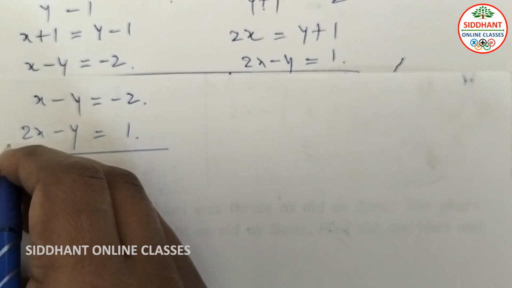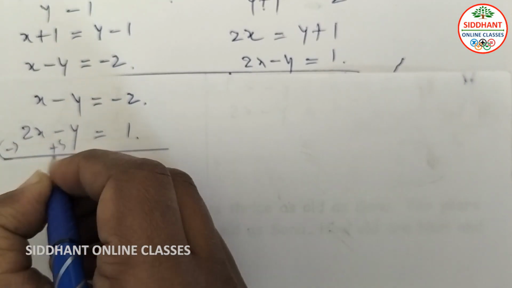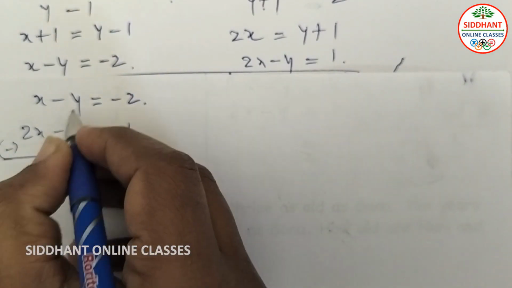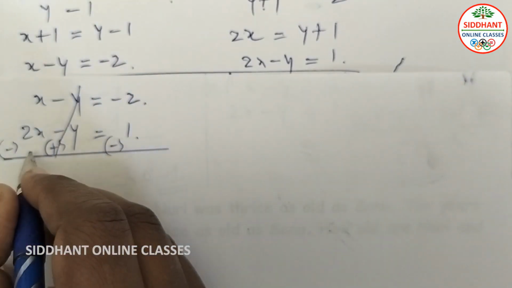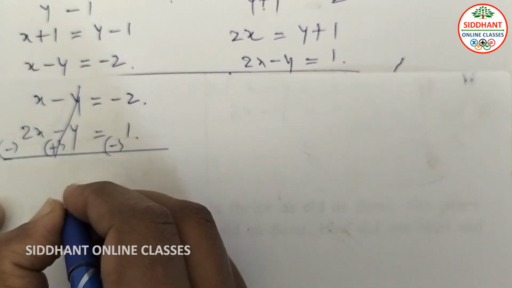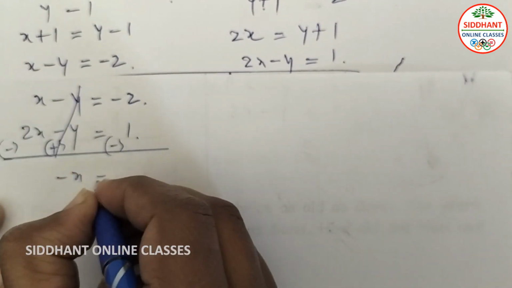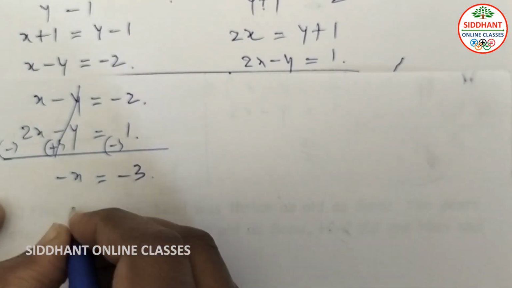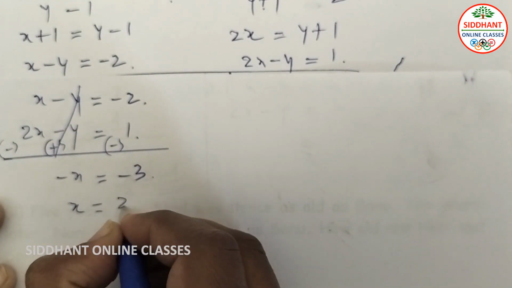So now changing the signs: minus, plus, and minus. So now y will cancel, and minus 2x plus x will become minus x, which equals minus 2 minus 1, which will become minus 3. So x equals 3.